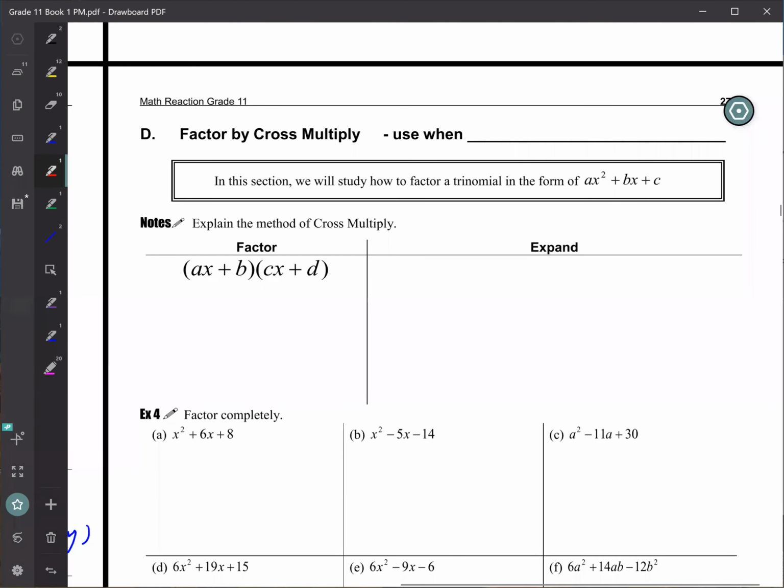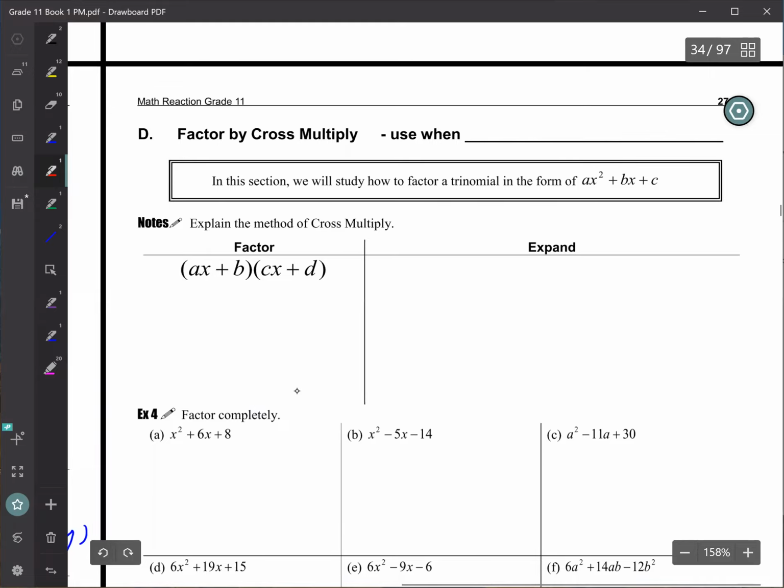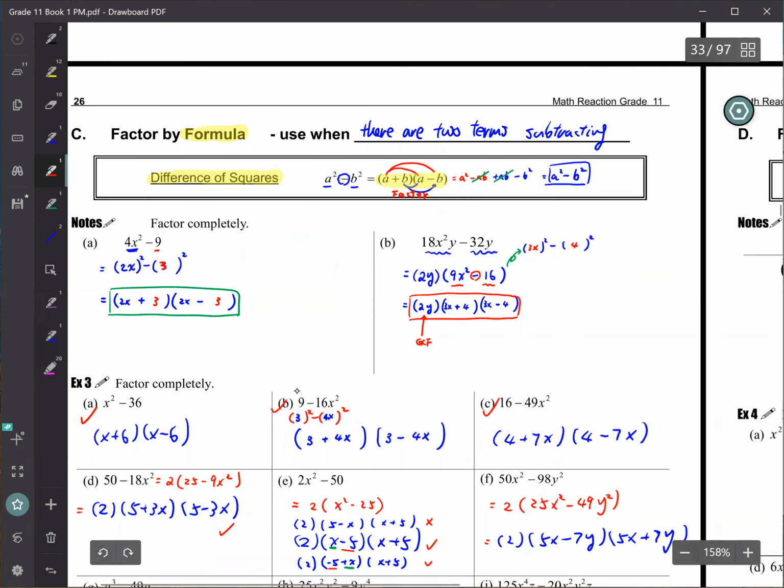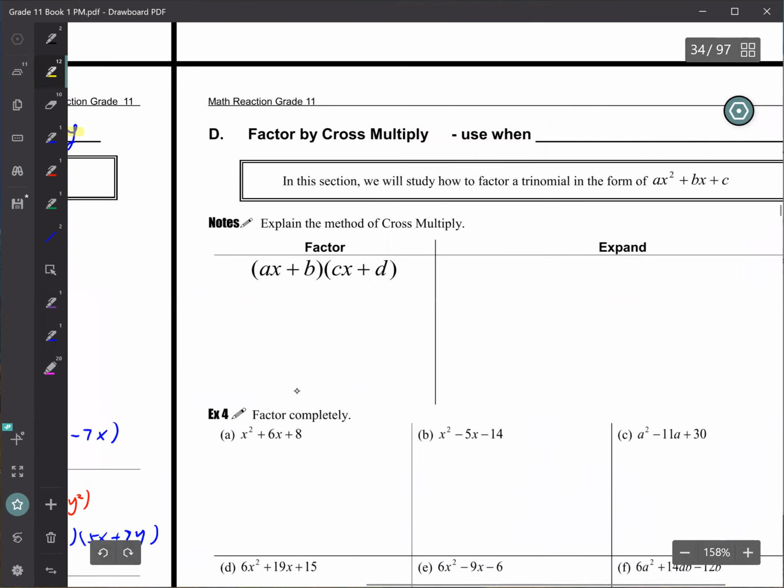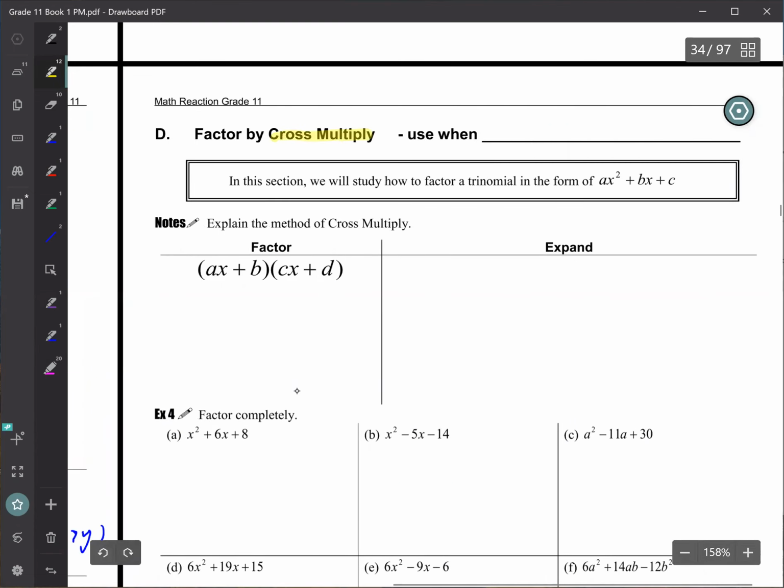If you have forgotten how to do this kind of factoring, then you can start over and learn a new way. So, factor by cross multiply, different from formula. Formula, you use it when there are two terms and subtracting. For cross multiply, you will use it when there are three terms.